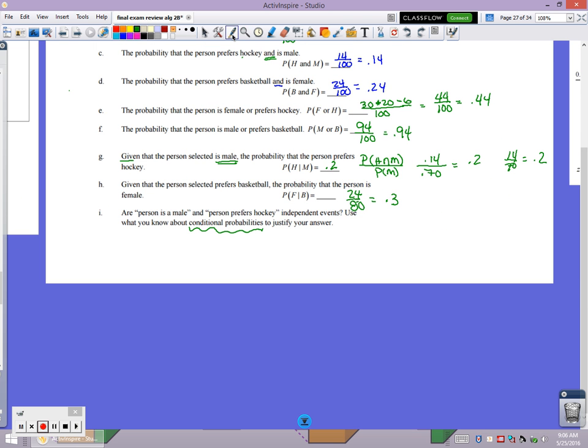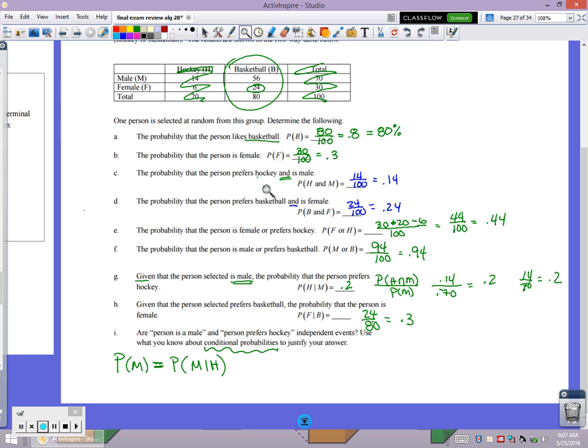And how that works is the probability that a person is male, we need to check and see if that's equal to the probability that a person is male given they like hockey. They prefer hockey. If these two are equal, then they're independent. If they're not equal, then they're not independent. So a person is male. Let's check these two probabilities and see what we got. What's the probability that a person is male? Erase all my scribbles. Probability that they're male is 0.7. Kind of already figured that out. And the probability that they're male, given they like hockey.